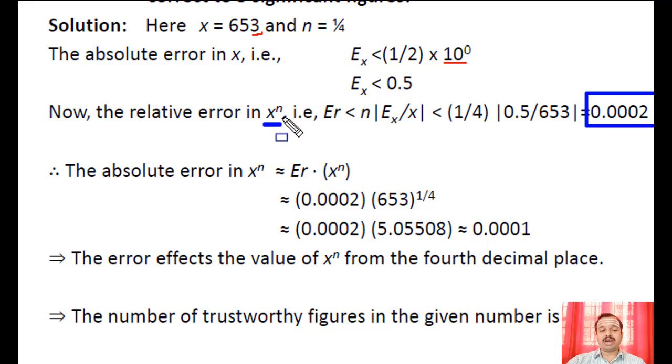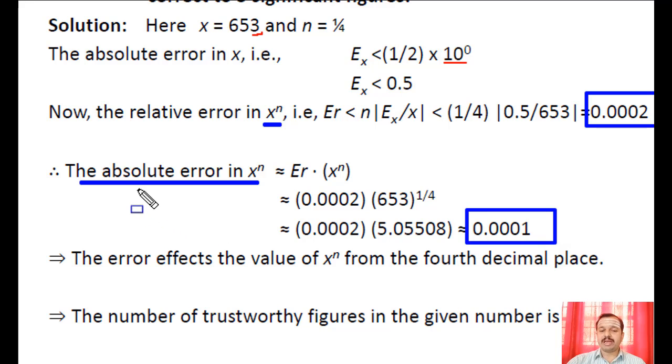With the calculated relative error in x to the power n, we can compute the absolute error in x to the power n by using this formula. This is very simple; I have explained it in the previous problem. So the same formula, er into x to the power n, we have to use. The er value is here, and x to the power n is the given number, the base with power 1 by 4. Use the scientific calculator and get the answer. The answer will look like 0.0001, with some more digits, but I have considered 4 places of decimal.